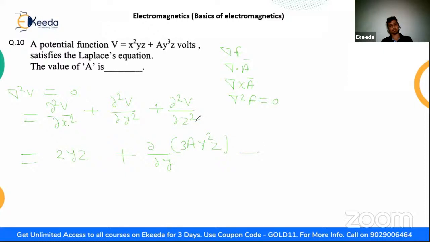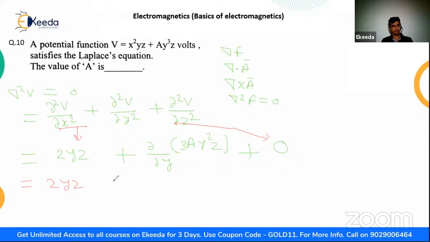Now coming to the double differentiation with respect to z, it will be 0 because there is first order of z. In the first differentiation this z will vanish, x square y will come, and in the second differentiation this will become 0. Similarly here, the first differentiation will be ay cube, and in the second differentiation this will become 0. So this will come to 0. What will be the final answer?